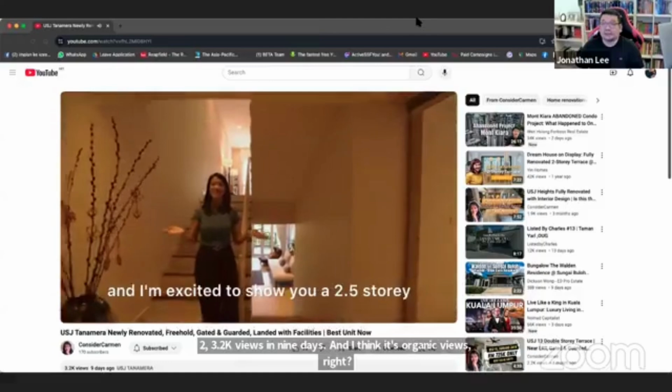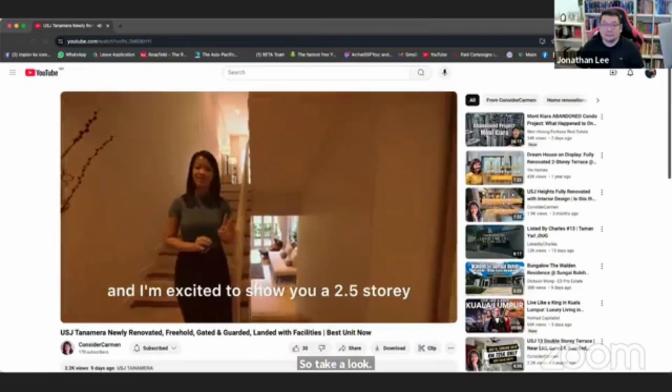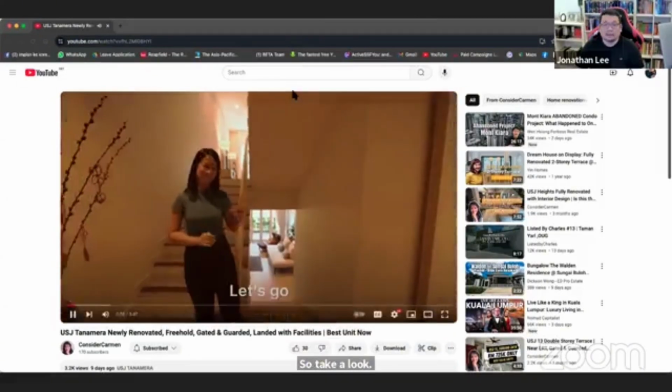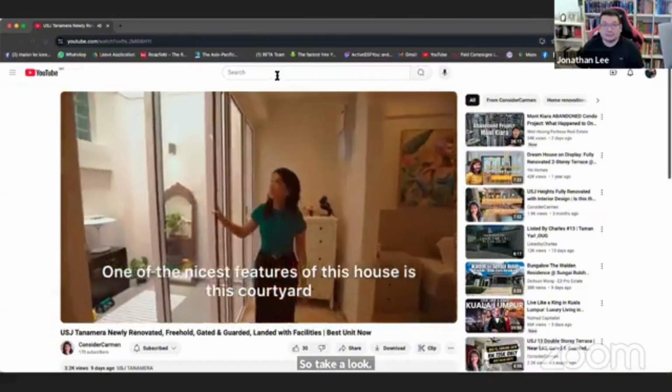Hi, my name is Carmen and I'm excited to show you a 2.5-story link house in Tanah Merah. Let's go. One of the nicest features of this house is this courtyard.